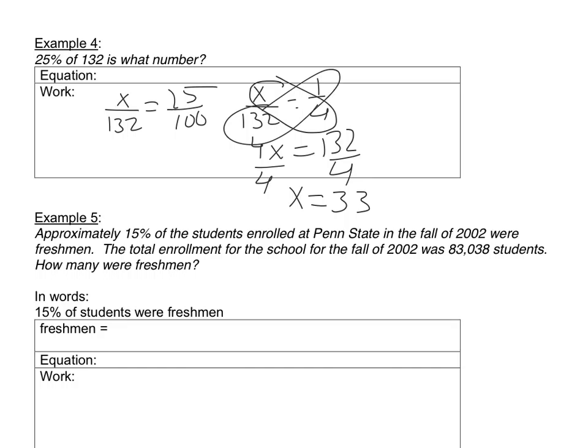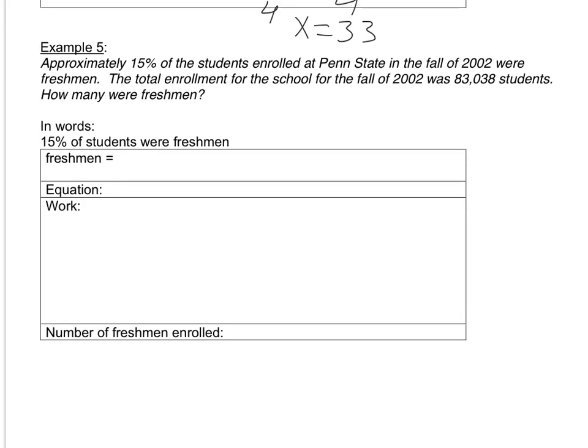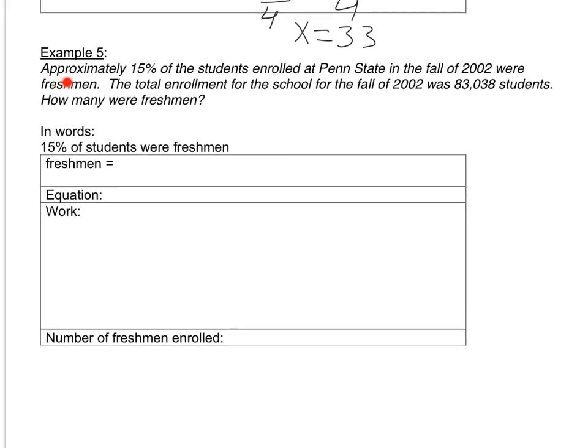So now let's get into some word problems where we'll see these. So it says approximately 15% of the students enrolled at Penn State in the fall of 2002 were freshmen. The total enrollment for the school in 2002 was 83,038 students. How many were freshmen? So we're going to say x is the freshmen. Our equation is going to be the freshmen are x, 83,038 is the total, 15% over 100. You could simplify this if you want, but you don't necessarily need to.